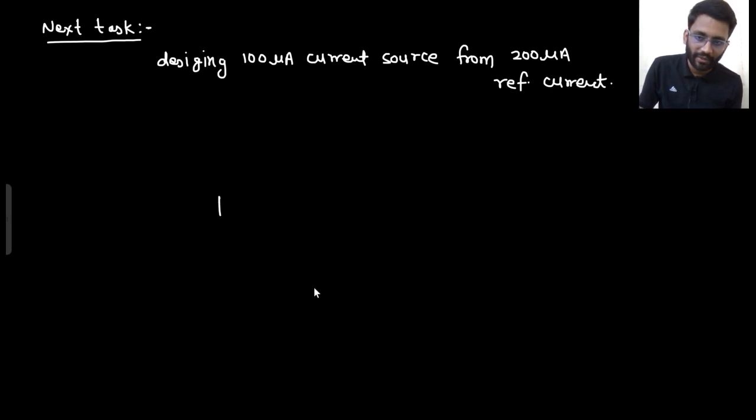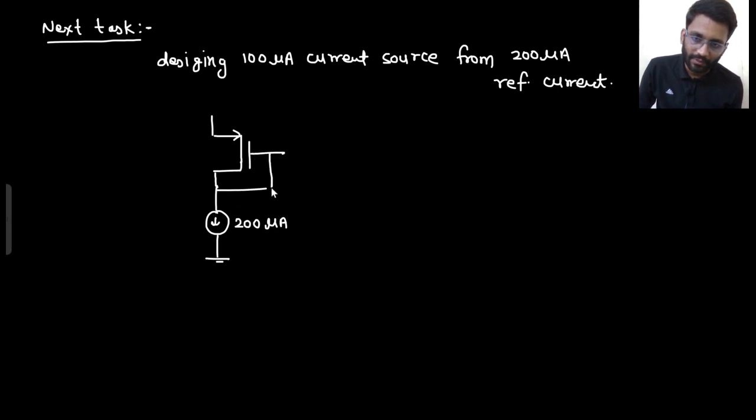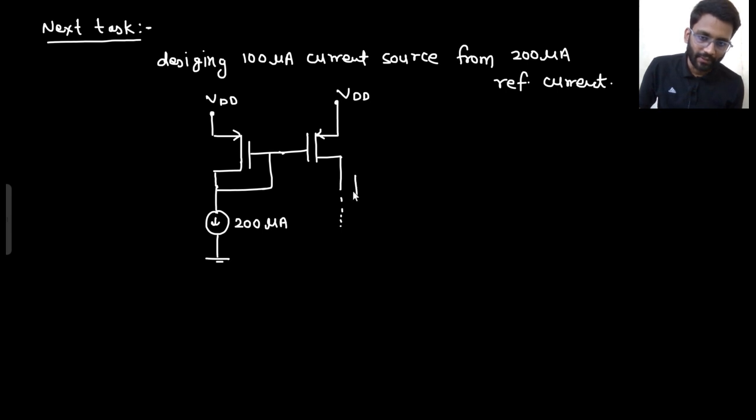So you are having a 200 microampere reference current. This is what you are having. You will pass it through a PMOS, which is a diode connected transistor. You have only one supply, that is VDD. And then one more PMOS will be there. You have only one supply. Source should be at higher potential. And here there will be some circuitry that we have already seen.